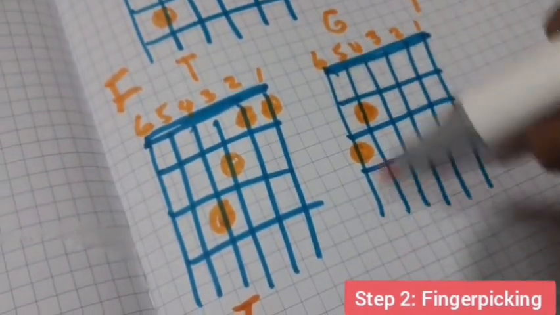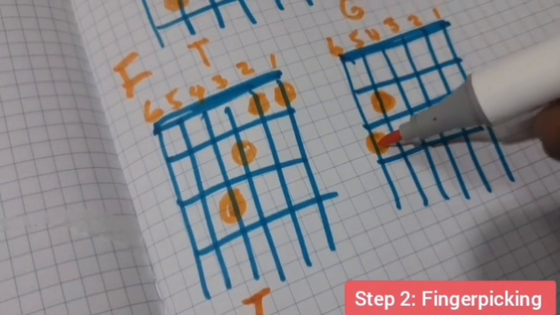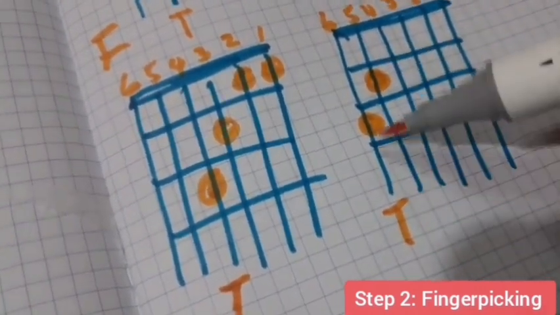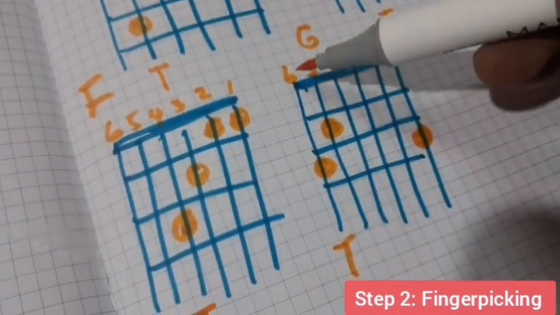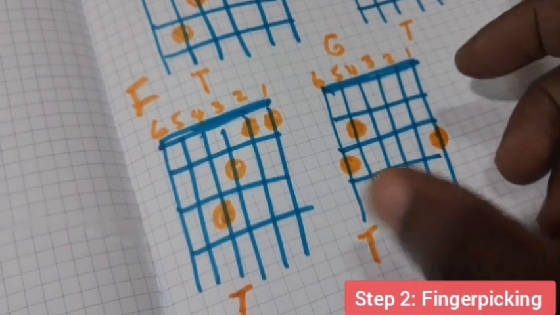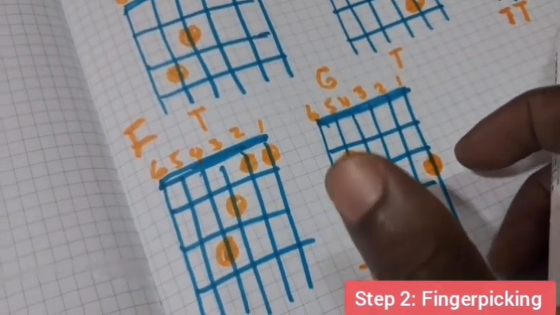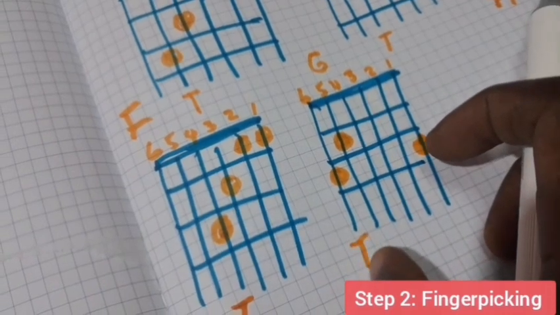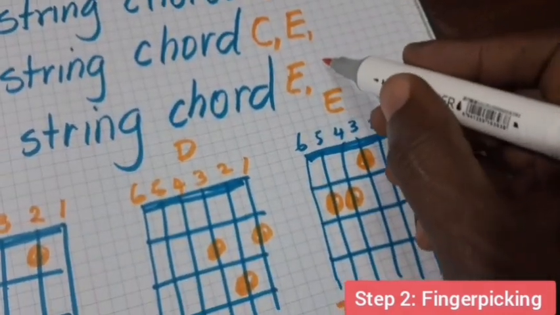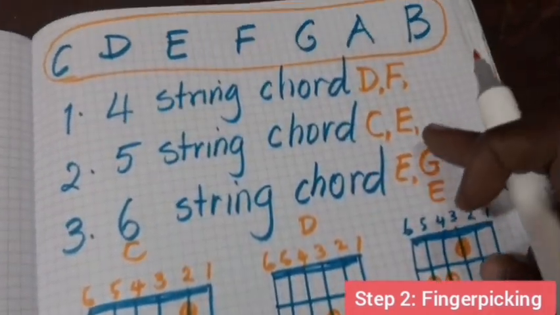Remember, the open string here is E, F, F sharp, and then G. So our T here is on G. So that makes G a 6th string chord. So when you are picking G, you start, the thumb is on the 6th string. So that makes G a 6th string chord.